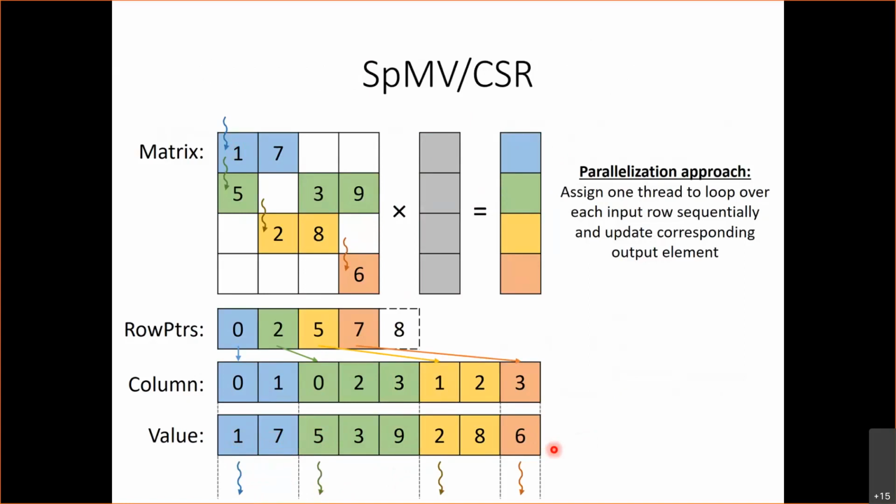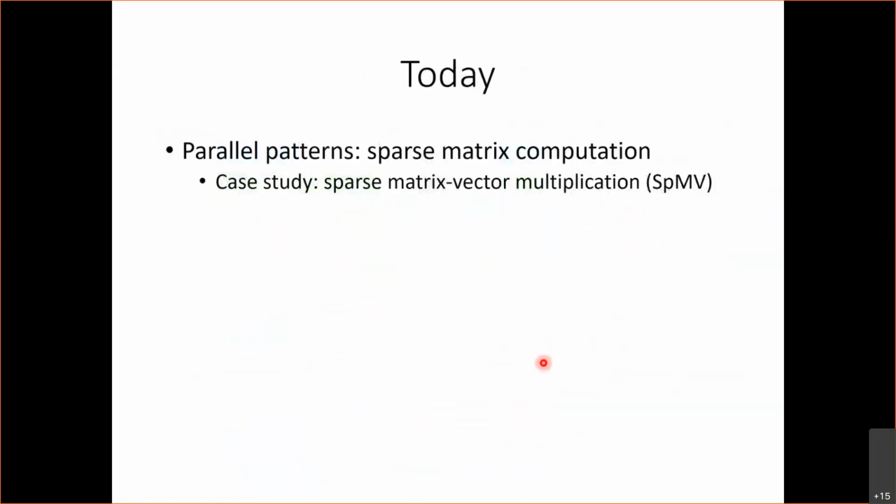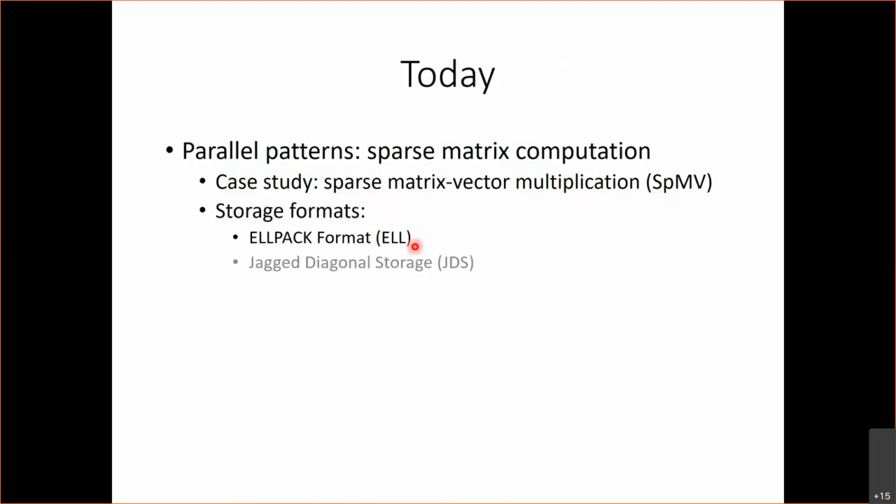And today what we're going to do is we're going to look at sparse matrix vector multiplication still, but we're going to look at different storage formats today. In particular, we're going to look at the ELLPACK format, which is abbreviated as ELL, and the jagged diagonal storage format, which is abbreviated as JDS. Before I begin, any questions about what we covered last time?